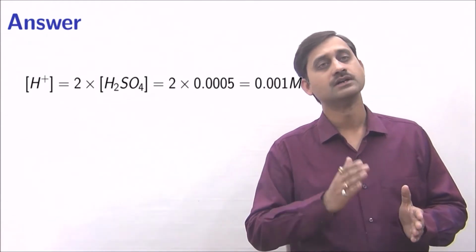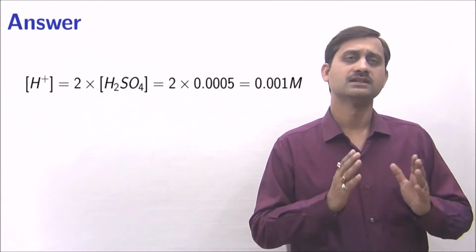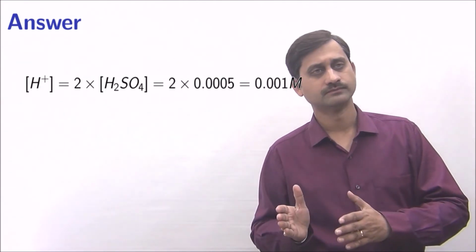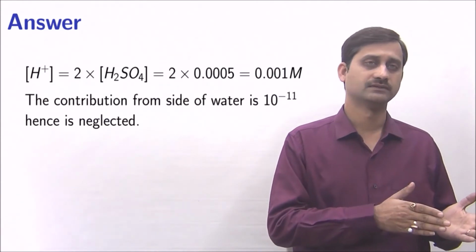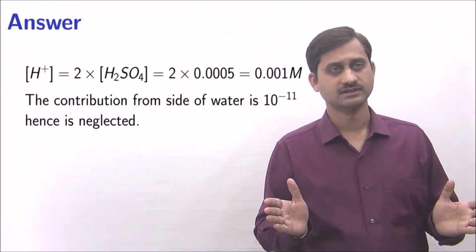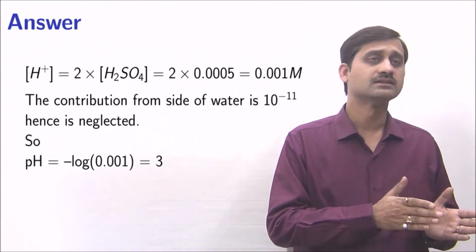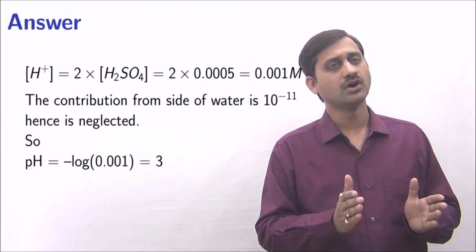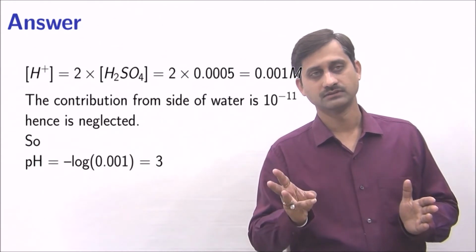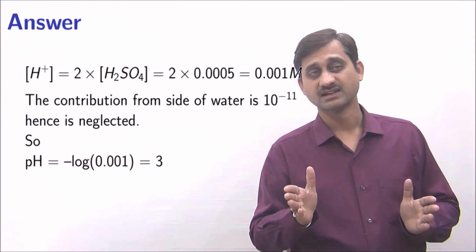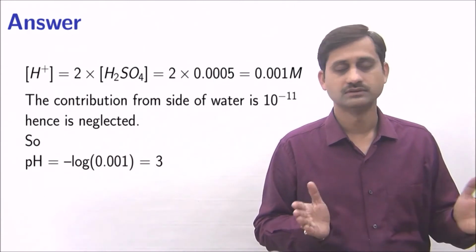The concentration of H plus from sulfuric acid will be twice the concentration of sulfuric acid, that is twice of 0.0005, which is simply 0.001 molar. The contribution from the side of water is 10 raised to power minus 11, hence must not be considered. So pH is simply the negative log of 0.001 and that's equal to 3. Just understand, the log 5 is given just to confuse. It is not required.